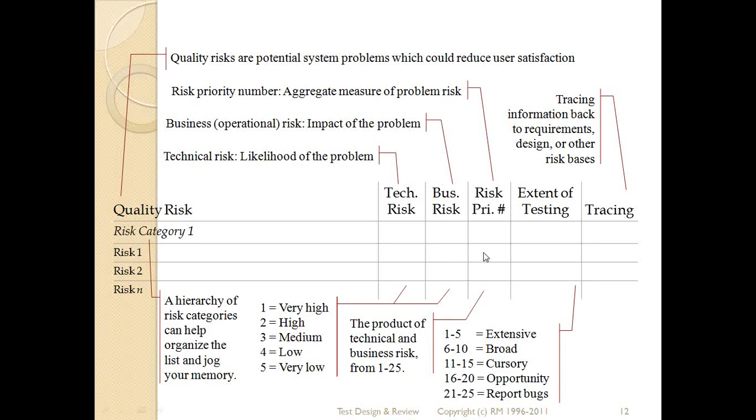Risk priority number, I simply take the aggregate measure. So I simply multiply technical risk and business risk. So for the first case, my RPN is 1. For the second category, my RPN is 5. Now, this risk priority number will identify my prioritization of the testing. For example, if I have a number between 1 to 5, I will do extensive testing.